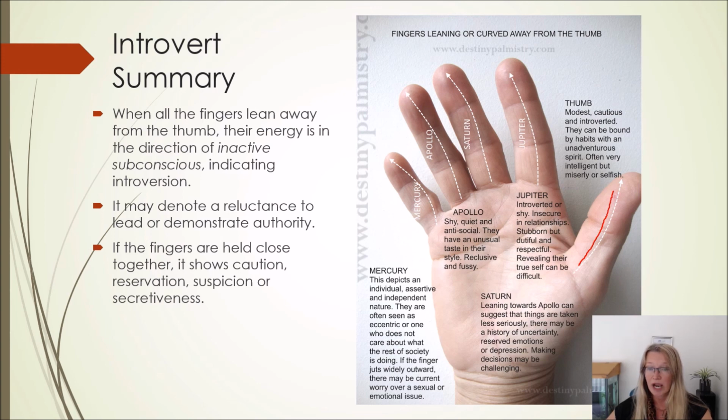The shy, quiet personality of the Apollo leaning away from Saturn. These people can have unusual taste in their style. They might be reclusive and fussy. And the summary of the Mercury leaning away depicts an assertive and independent nature. They're often seen as eccentric or one who does not care about the rest of society. If the finger points widely outward, there may be current worry over emotional issues.